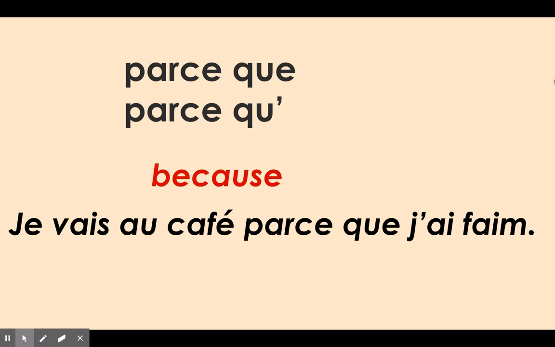Okay? Parce que we already know, right? Parce que. Sometimes we just say parce que without the because it might come in front of a vowel. In our sentence, it doesn't. Je vais au café parce que j'ai faim. There are 4 elements you know already. You know je vais, I go. You know au café, to the cafe. You know parce que, and you know j'ai faim, I'm hungry.